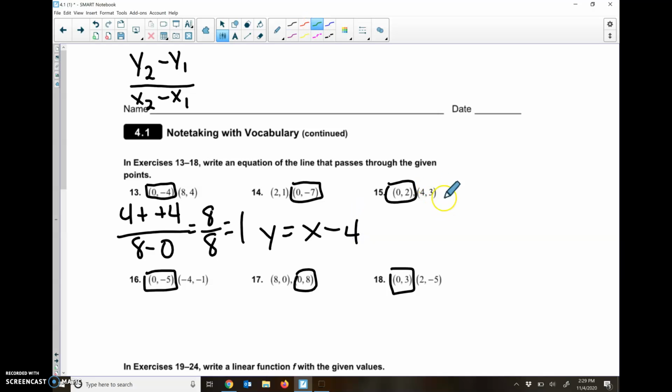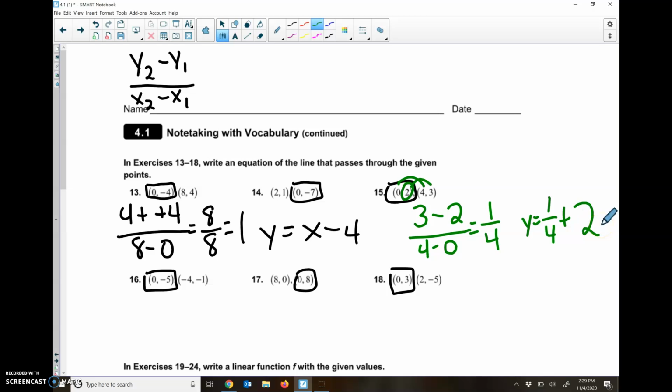Okay, here my y2 is 3 minus 2, and then 4 minus 0 is 0. So my slope is 1/4. So y equals 1/4 x. And again, they gave us the y-intercept there at that 0, 2, plus 2.